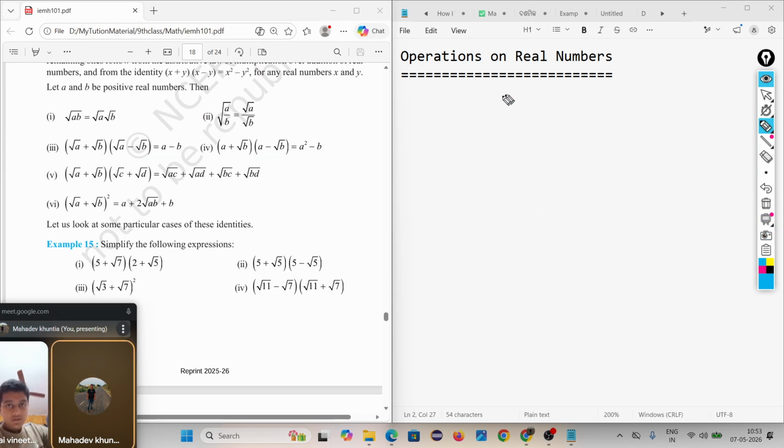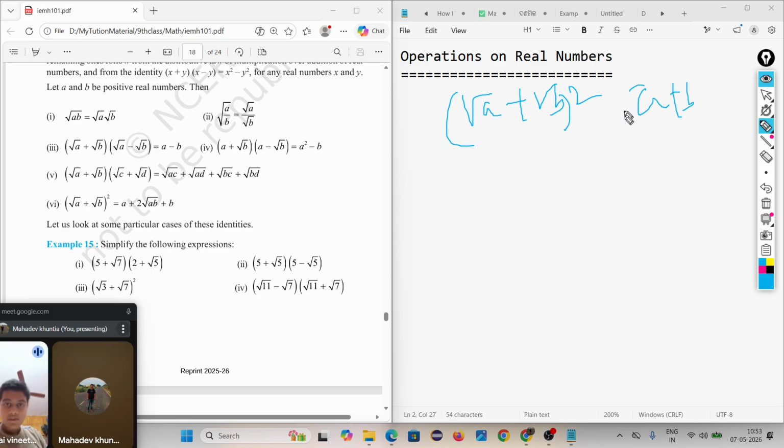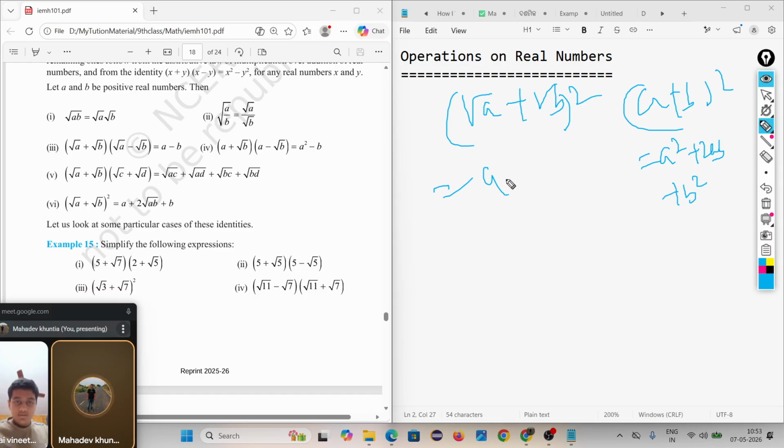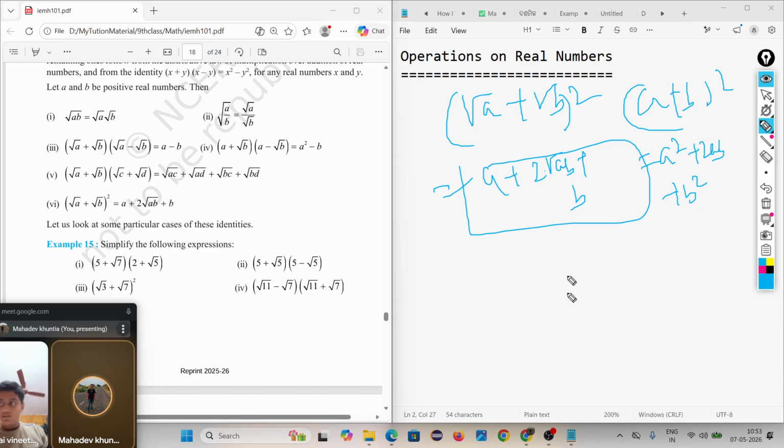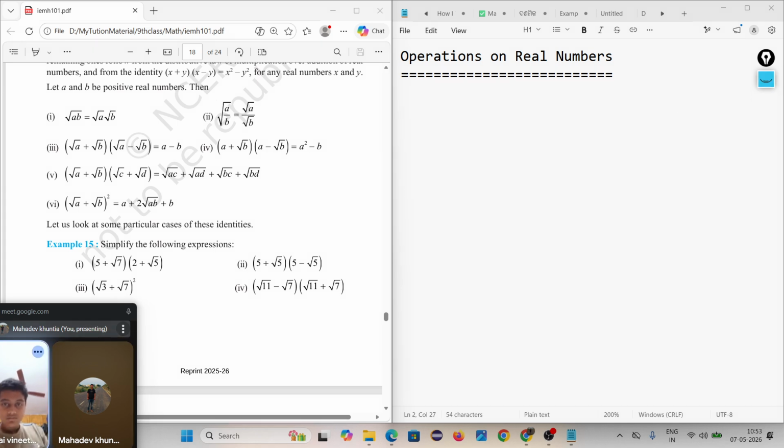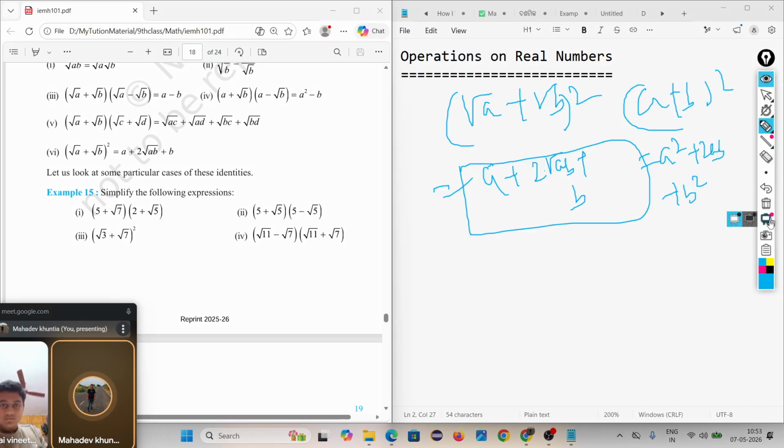The last one: root A plus root B whole square. You know A plus B whole square? Yes, sir. What will it be? A square plus 2AB plus B square. Here root A square is A, 2 into root AB, plus B. This is the formula. You understand? Yes, sir. Look, in some questions here we have to apply the property.